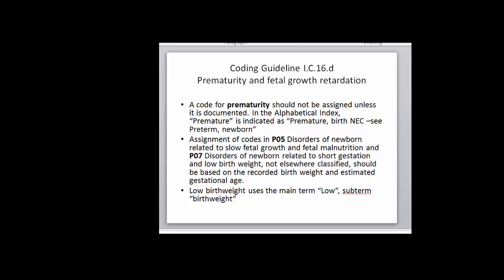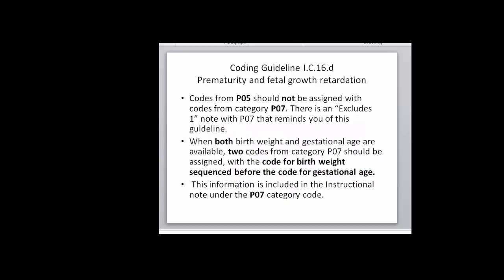When a physician is talking about a premature infant, typically they talk about the birth weight and the gestational age of that infant versus using the term premature. There are P05 and P07 categories that relate to low birth weight and gestational age. Codes from P05 should not be assigned with category P07 codes, and there is an Excludes1 note with the P07 that reminds you of this.